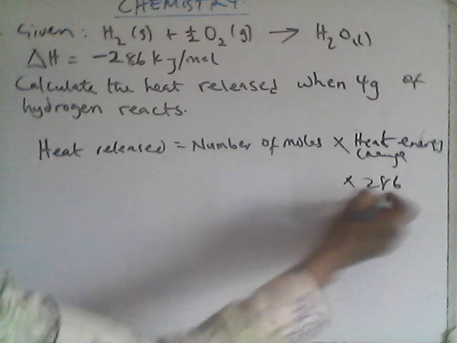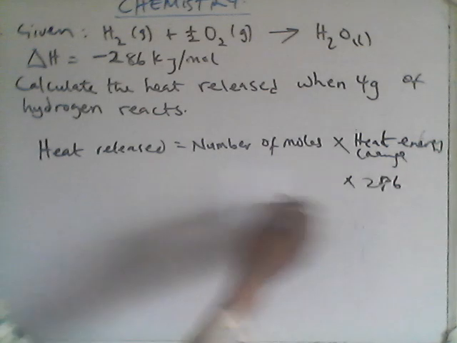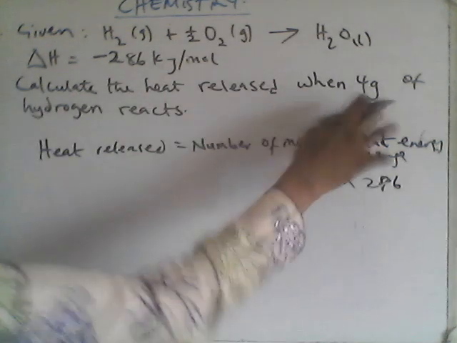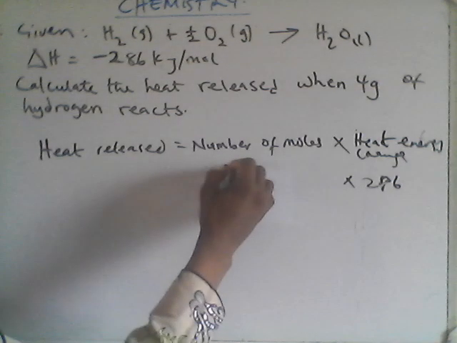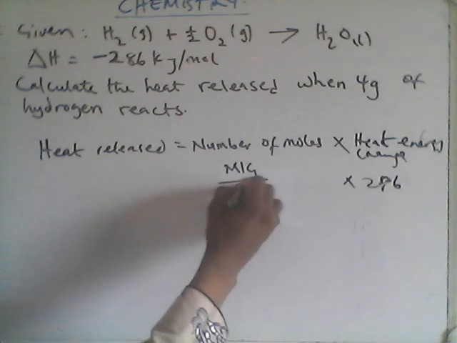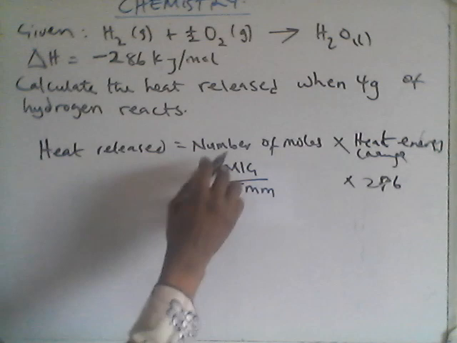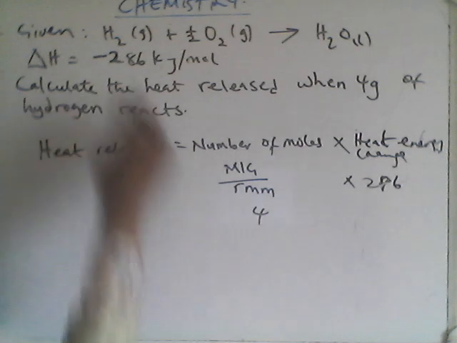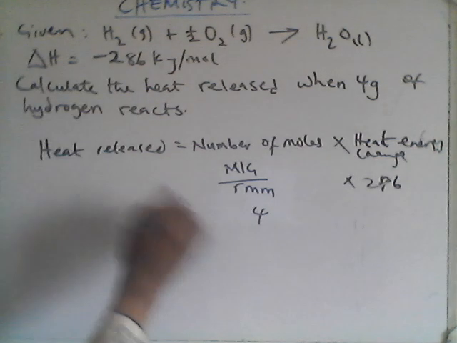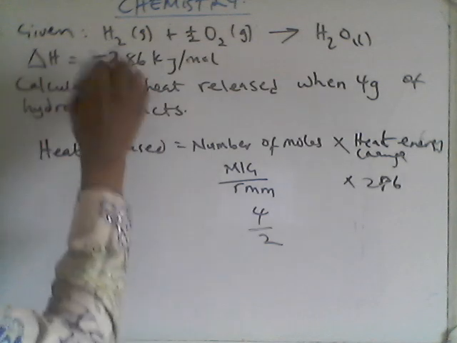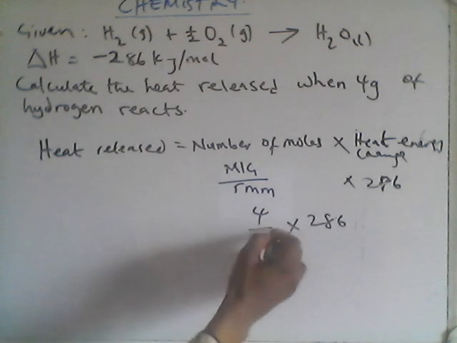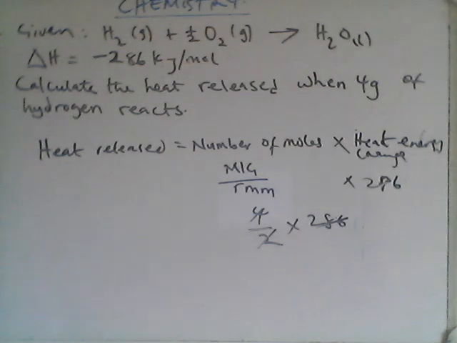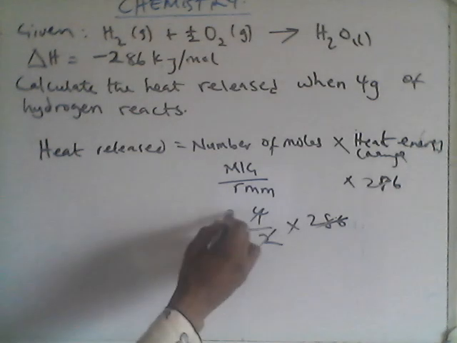But we don't have number of moles readily. So how do we get number of moles? We're told that 4 grams of hydrogen reacts. So number of moles is mass in gram over relative molar mass. What's the mass in gram? 4. Molar mass is 2, because hydrogen is 1, then times this 2 here. So times 286.